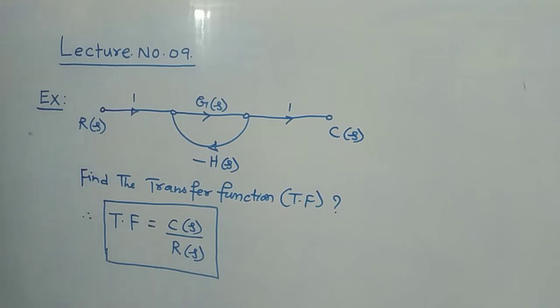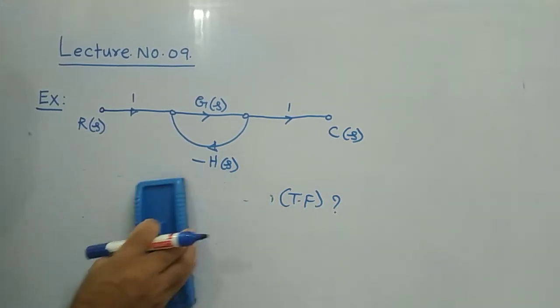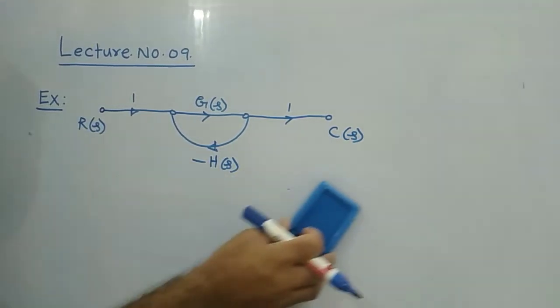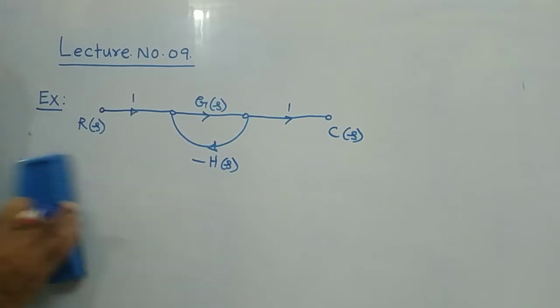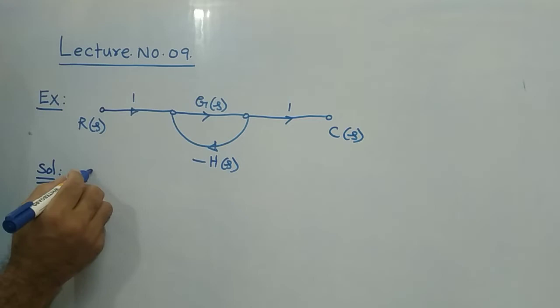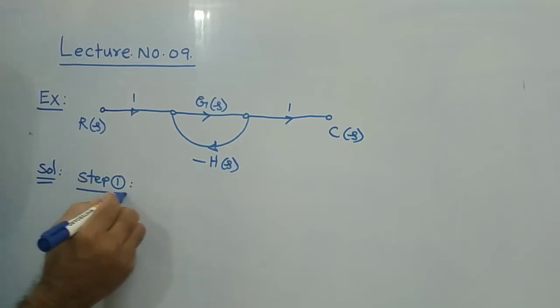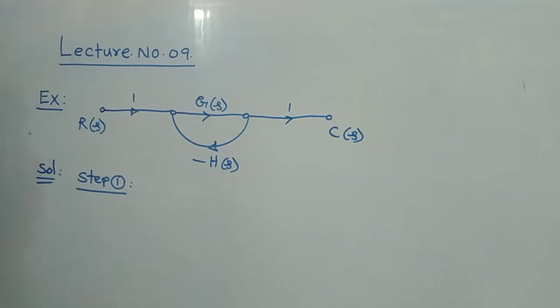So for this, what we have seen in the last presentations, we have seen 4 excellent rules which are to be applied for the given signal flow graph. So now I am going to solve it for you. In step number 1, what is our step number 1?